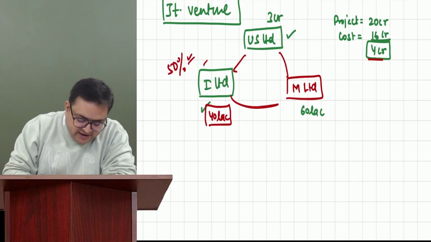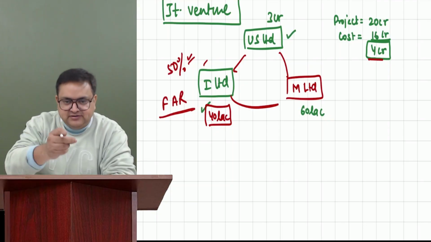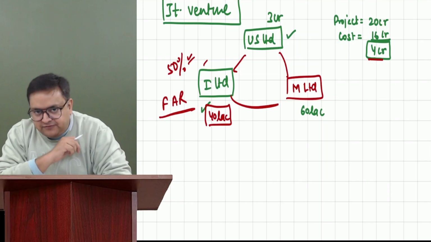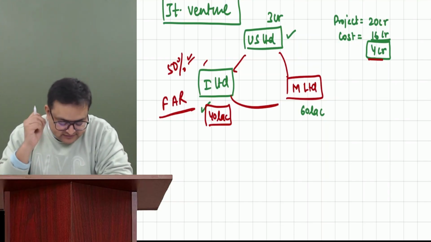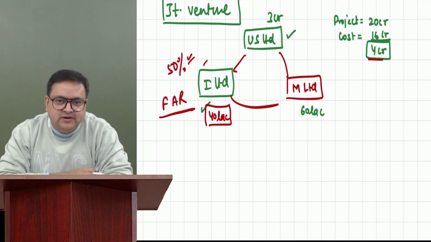We call it FAR analysis. What is FAR analysis? Functions, assets, and risk assumed, right? So for the functions which you have performed, the assets which you have deployed in this particular transaction, or the risk which you have assumed, it should be based on the FAR analysis.